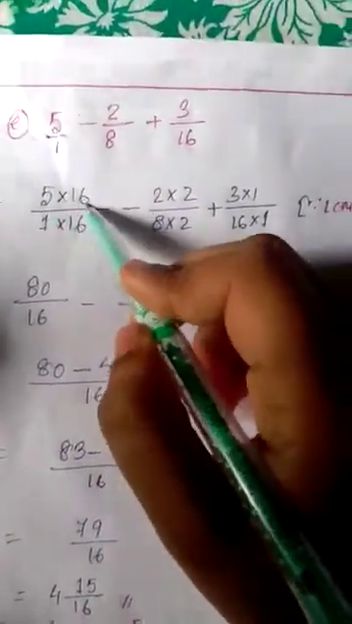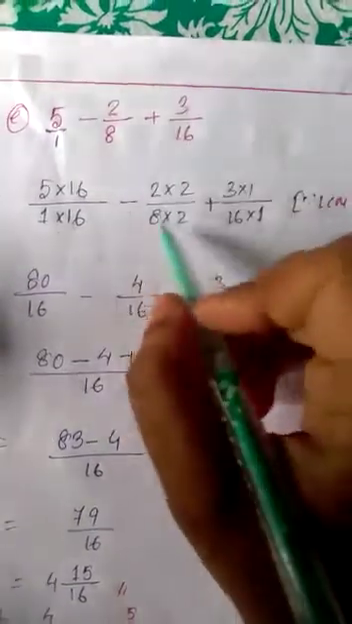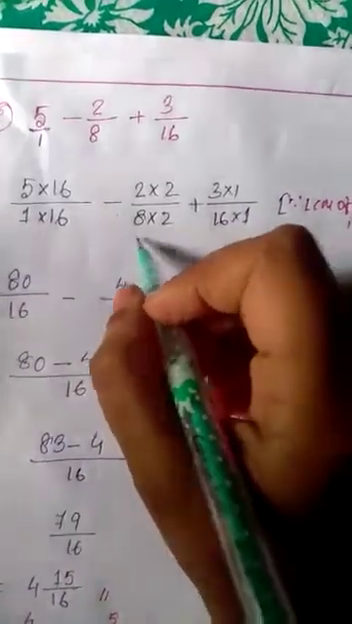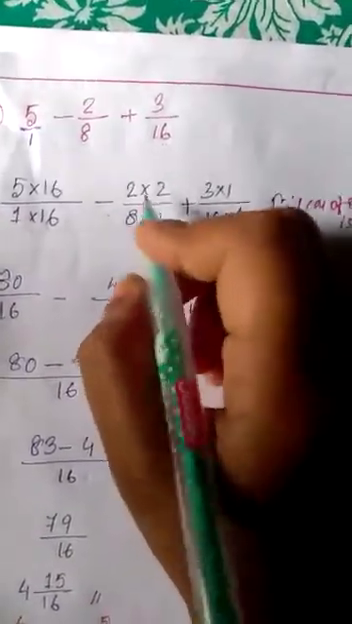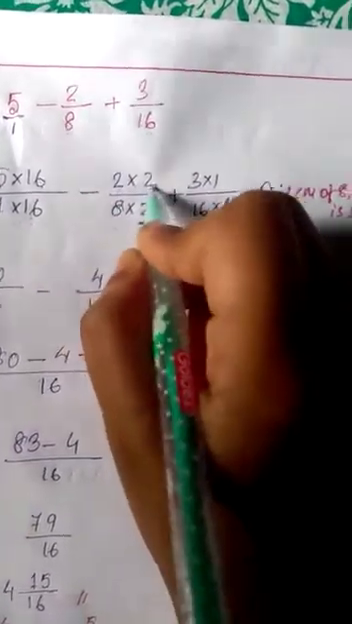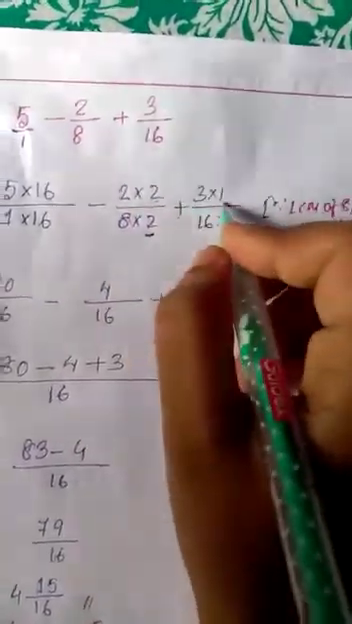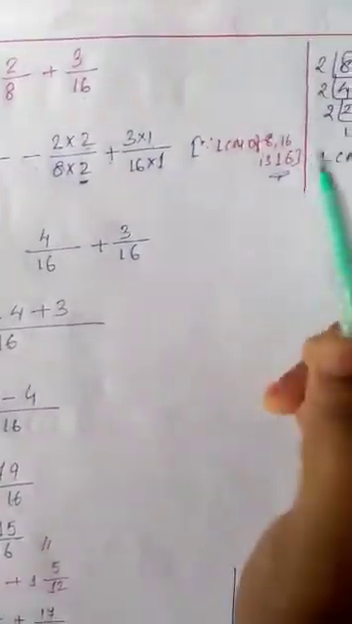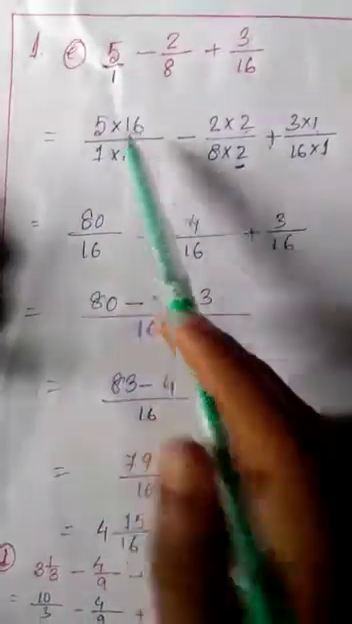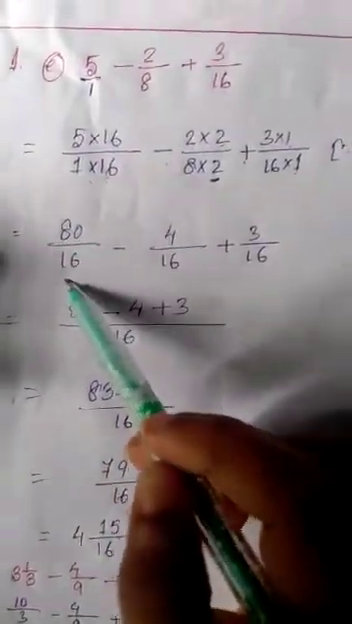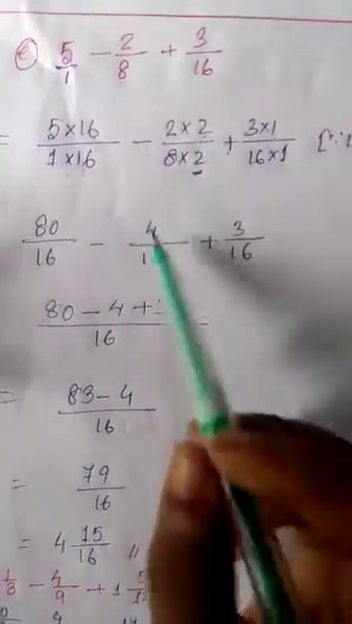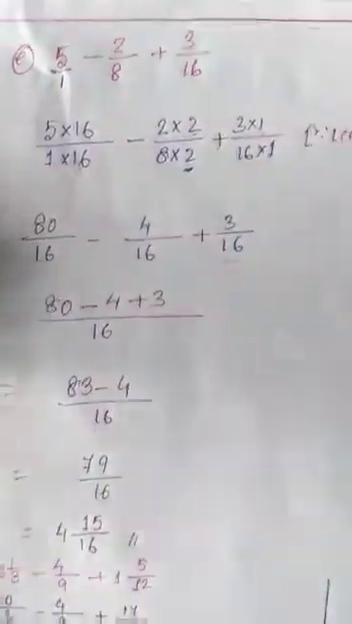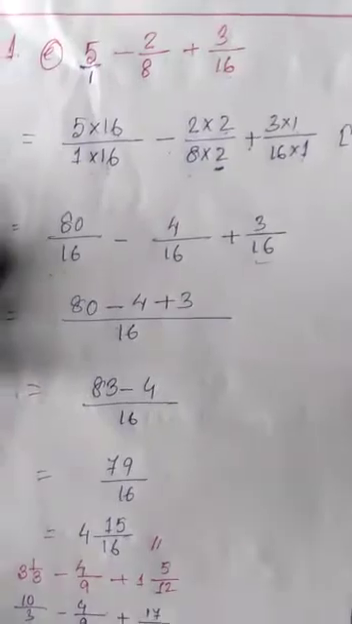And now 5 also we have to multiply by 16, and for minus 8, to get 16 we multiply by 2. So 8 into 2, as we have multiplied the denominator by 2, the numerator also we multiply by 2. So 5 into 16 is 80, minus 2 into 2 is 4, plus 3 into 16, over the LCM 16. Now you can see that these all are equivalent like fractions.